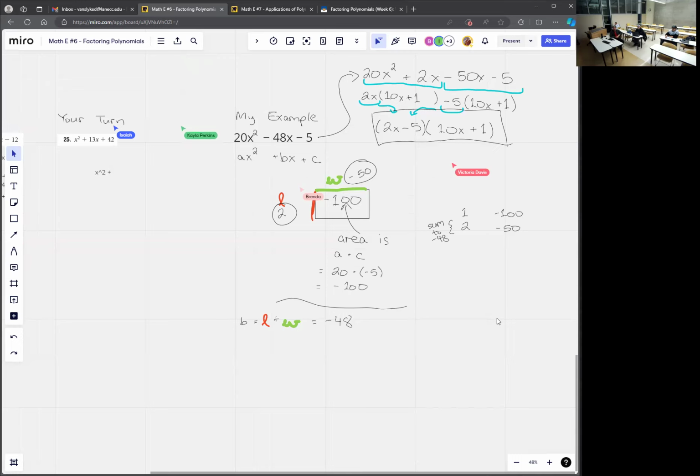Did anyone find which two numbers to use? Which numbers add up to 13? Six and seven. They also make up two. Yeah, six, seven. I'm going to move this down a little bit.